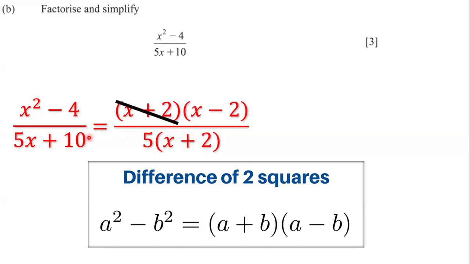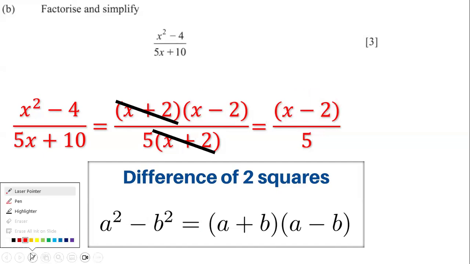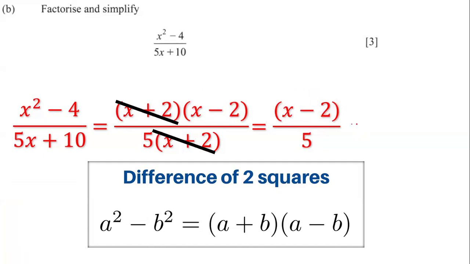Next, we have to cancel. So we cancel out this x plus 2 with this x plus 2, and we are left with x minus 2 all over 5. And that's the answer to this particular question. x minus 2 all over 5, because we're left with x minus 2. And we do not have to keep the parentheses, so we could drop the parentheses. So if we drop the parentheses, the answer is x minus 2 with no parentheses all over 5. And that's the answer to this particular question.